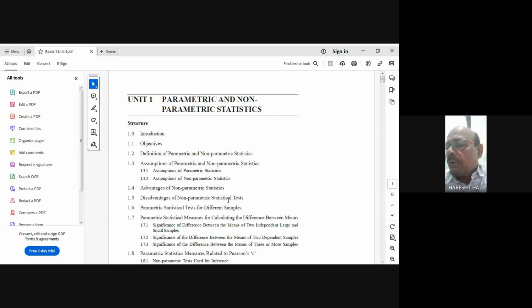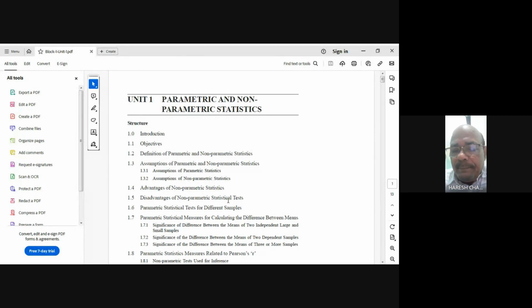First of all, about the assumptions of parametric statistics, we should know that the data or the variable on which we have the measurements has an assumption that data is to be normally distributed in the population. That is, the nature of distribution is assumed for using parametric statistics. If it is not normally distributed, then we cannot use parametric statistics.